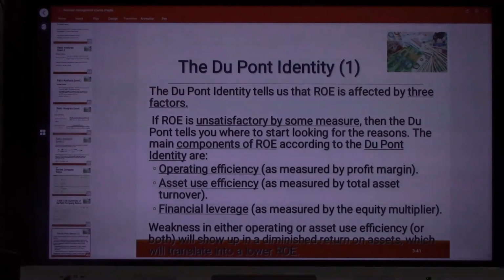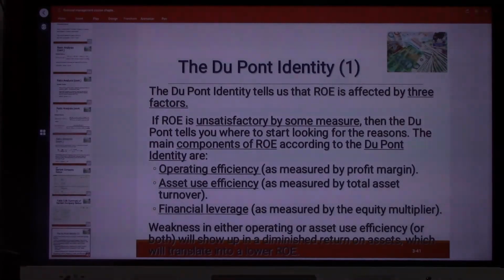Such an extension of the calculation of return on equity will enable us to determine strengths and weaknesses in the sub-components of the return on equity, and this will increase our understanding regarding the profitability of my firm. According to the DuPont identity, we could classify return on equity into three sub-ratios. Number one is the operating efficiency ratio. Number two is asset use efficiency. Number three is the financial leverage. Operating efficiency ratio is measured by profit margin.